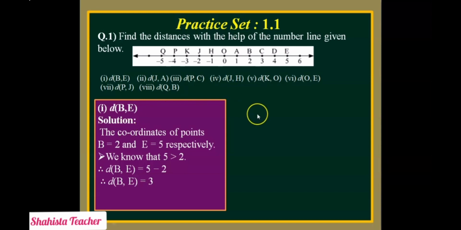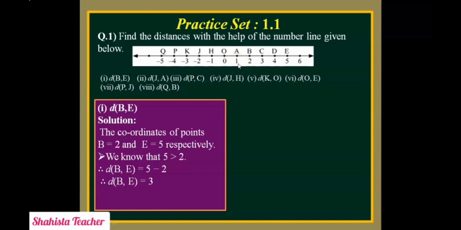Now let's solve sub question 2. Students, sub question 2 is the same as sub question 1. Now here sub question 2, D stands for distance. Distance of J comma A. So here J coordinate is minus 2 and A coordinate is 1. We have to see which coordinate is greater. So for the distance of J and A, first we compare the numbers. J coordinate is minus 2 and A coordinate is 1.